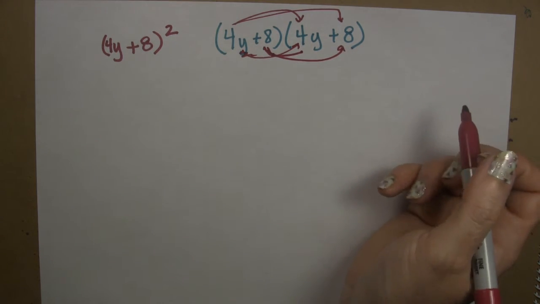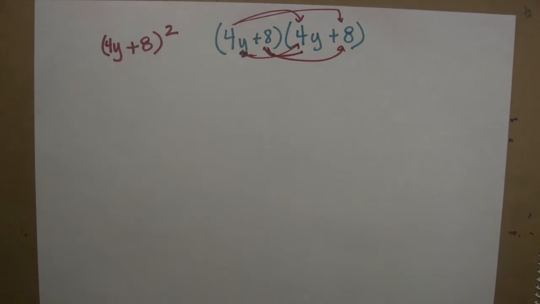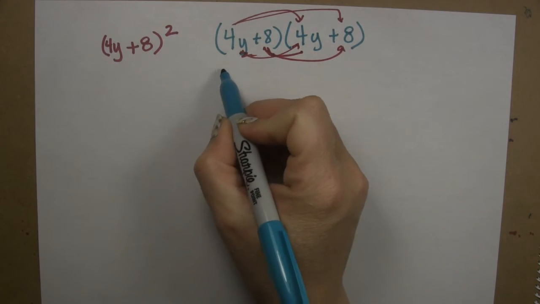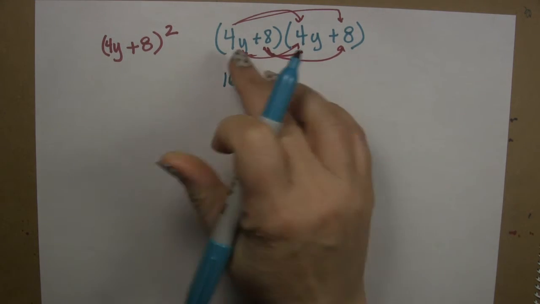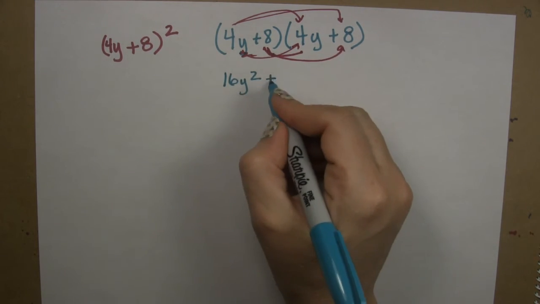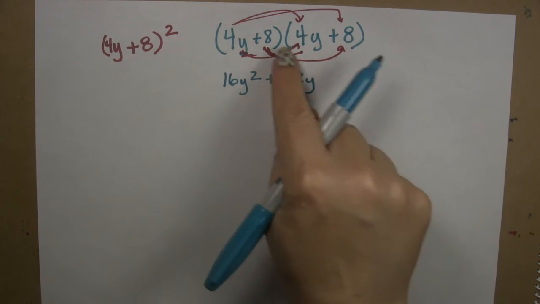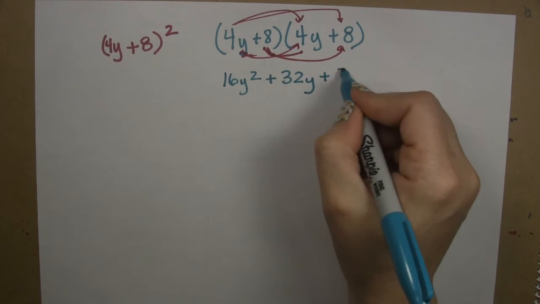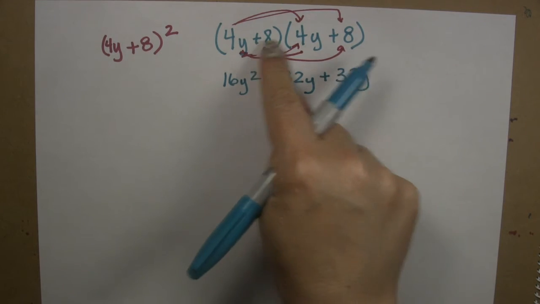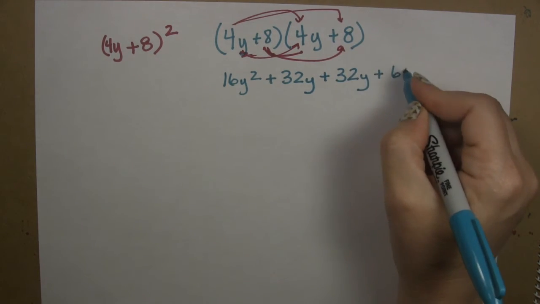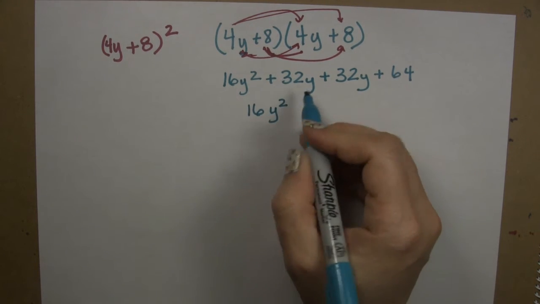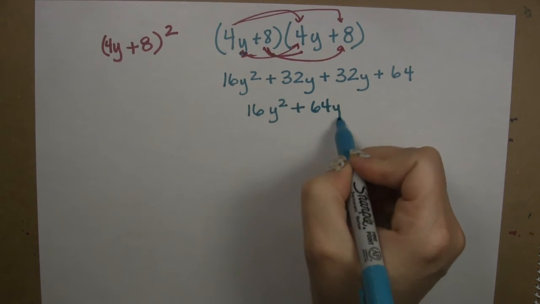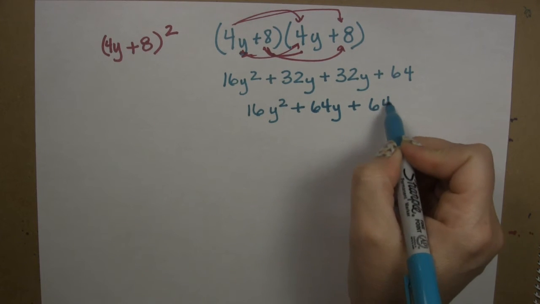I made my FOIL a little messy, but in any event, I am going to get 4y times 4y gives me 16y squared, 4y times 8 gives me 32y, 8 times 4y gives me another 32y, and 8 times 8 gives me a positive 64. Combining like terms, that gives me 16y squared plus 64y plus 64.